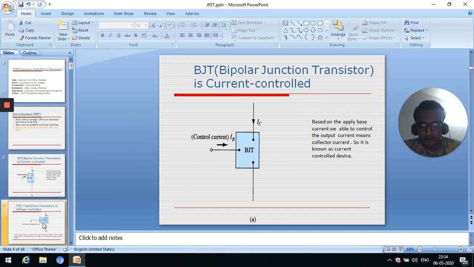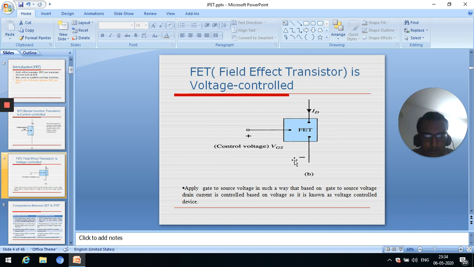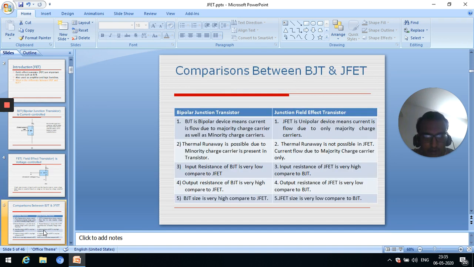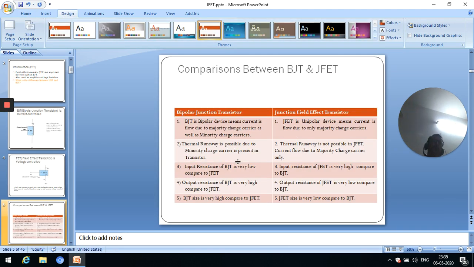And now see this FET, it is known as a voltage control device. Means what? Based on the applied gate to source voltage, we will try to control the drain current. So it is known as a voltage control device, and it is known as field effect transistor. Based on the applied voltage VGS, we will try to control the drain current. So it is the concept of FET, field effect transistor.